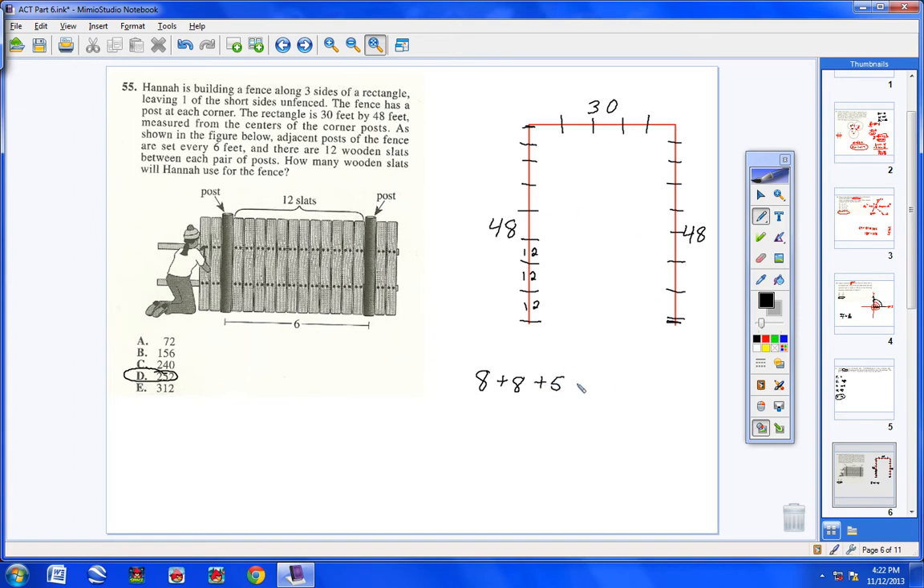So the total amount of spaces that you have is 21. Now please don't forget, every space represents how many wooden slats? 12. You got 12 here, 12 here, 12 here, 12 here, 12 here, 12 here. So you have 21 spaces. Each one is worth 12. So if you do your multiplication, you will get 252. Okay, 252.